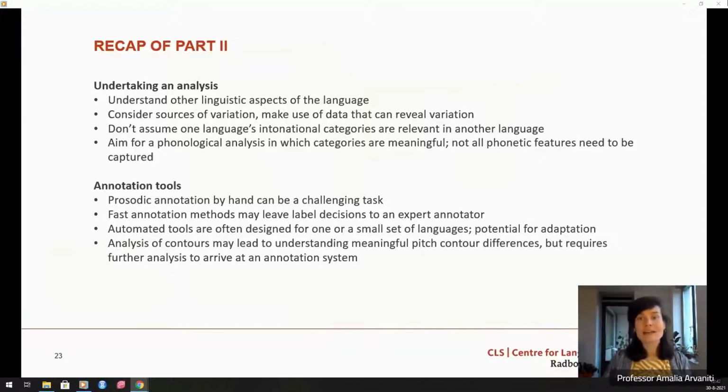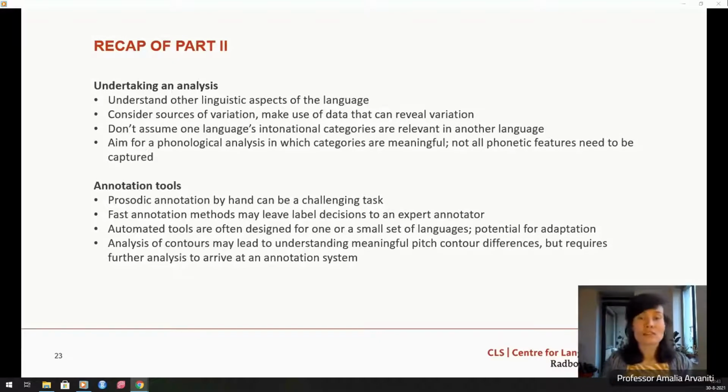However, annotation by hand does give researchers a close understanding of the details of their data and can also be helpful in the early stages of analysis in creating the intonational analysis. Fast annotation methods may be fast in part because phonological labels are not annotated, and this is left to an expert annotator. This may or may not be of relevance to answer a particular research question, but is something to be kept in mind. Annotation tools are often designed for one language, though have the potential to be adapted for others. They may require a prosodically annotated corpus for training a new model.